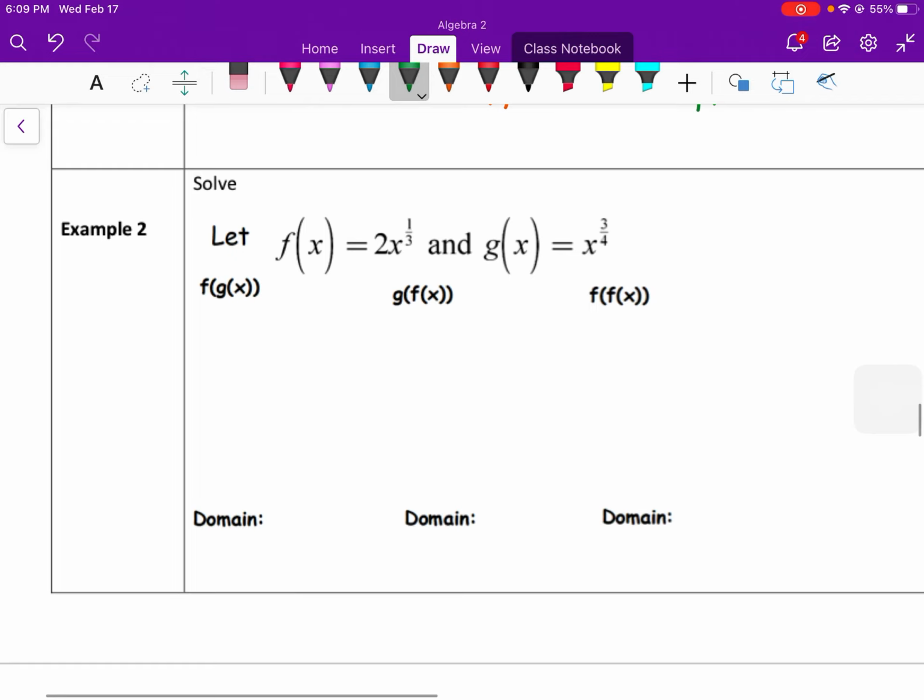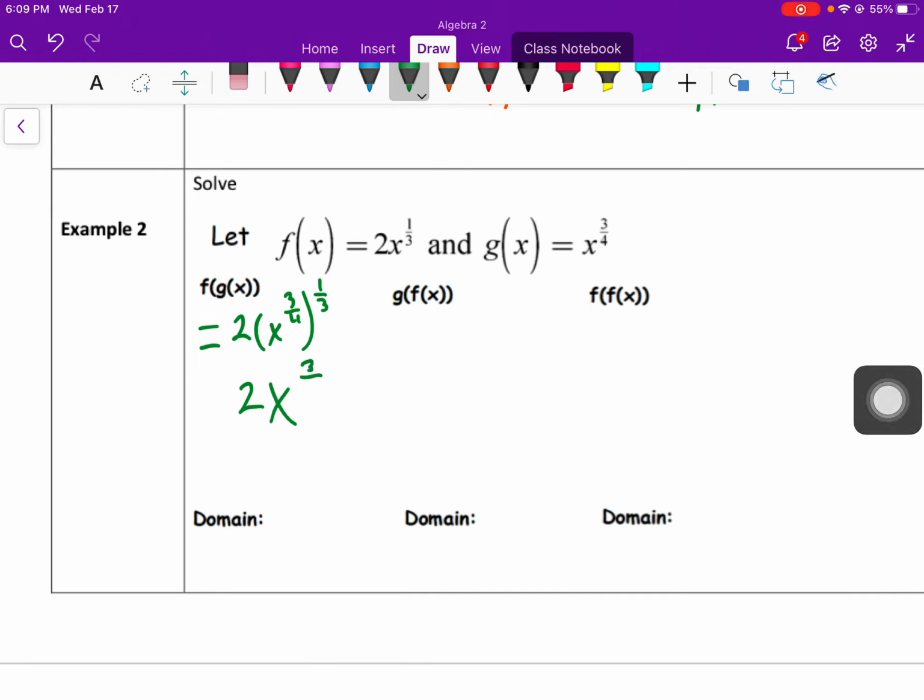So now we can do it for power functions. So let f of x equals 2x to the third power and g of x equals x to the 3/4 power. So f of g of x, again, we're going to be plugging in now g of x for x in this function. So that's going to be 2 times x to the 3/4 to the third power. So we have a power to a power. So when we have a power to a power, we can multiply that.